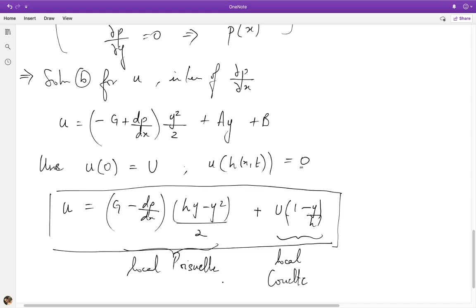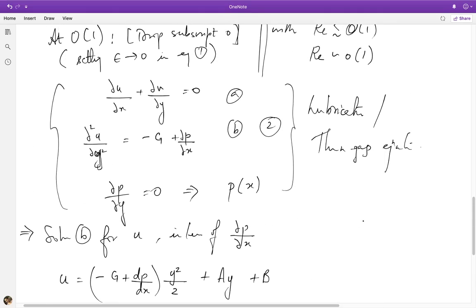Okay, so this is very nice. What this tells us now is that we have the expression for the u component of velocity. What's left to be determined, of course, is this dp dx and also the vertical component of velocity v. So before I do anything else, let's call this equation 3. Okay, so now we have dealt with equation 2b.